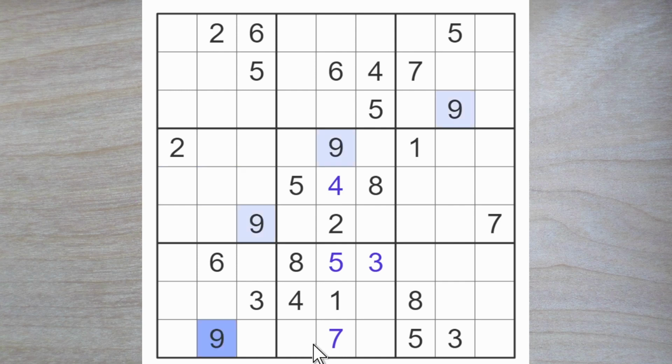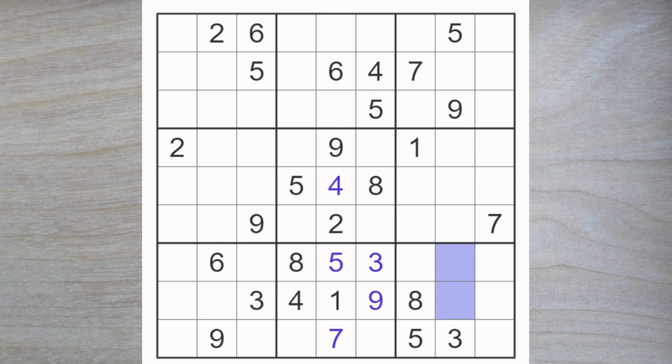This 9, of course, blocks these 2 squares, so a 9 must go here. And we got 9 candidates in these 2 squares here. And these must be a 6 and a 2. And that gives me a 6 over here in one of these squares. This 7 blocks across, this 7 blocks down, this 7 blocks down.